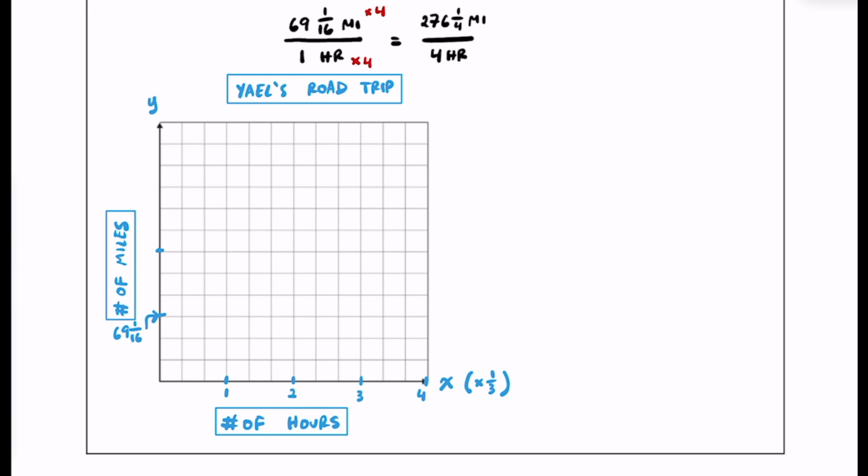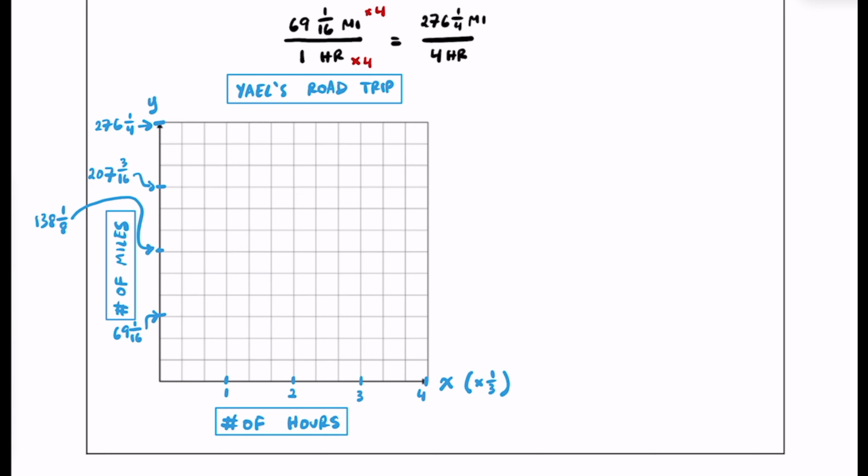So where am I going to put this? I'm going to put 138 and 1/8 on the side here. Hopefully we can plan this out a little better in the future. And then over here, that is going to be 207 and 3/16. I'm going to put that right over here. And then finally, up at the top, this is going to be our 276 and a quarter miles, right over here.